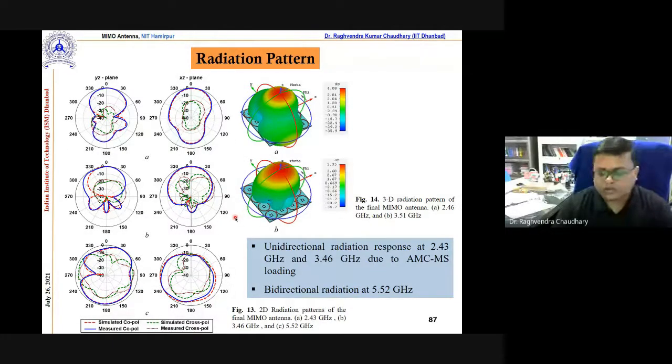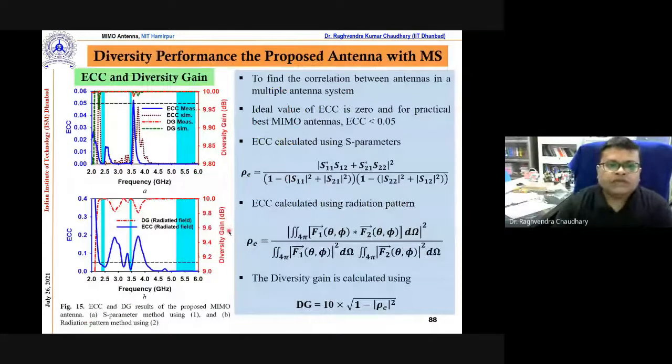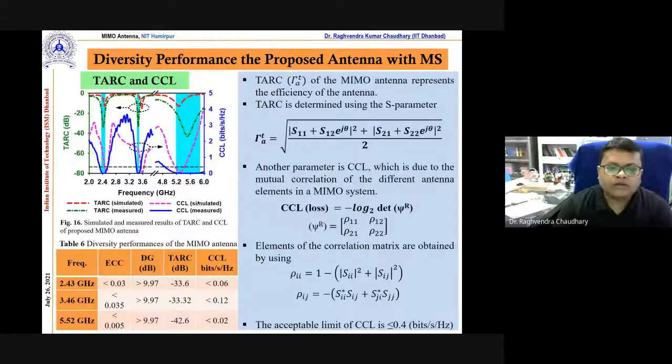We have checked, and finally we also checked the diversity performance. We got very good numbers, close to 10, which is the required number. We checked TARC and CCL also, and here you can see a summary overall. It's really very good, and all the numbers are very good.